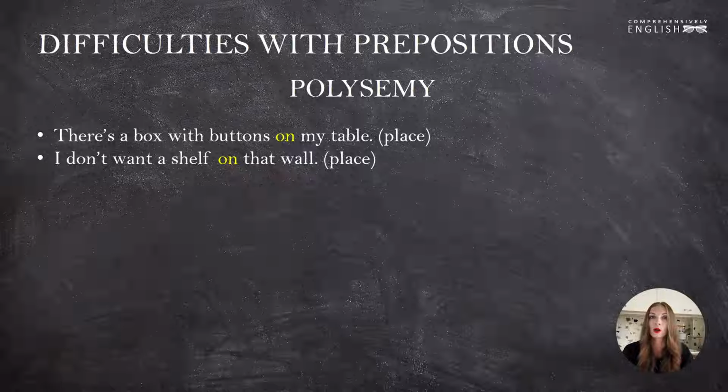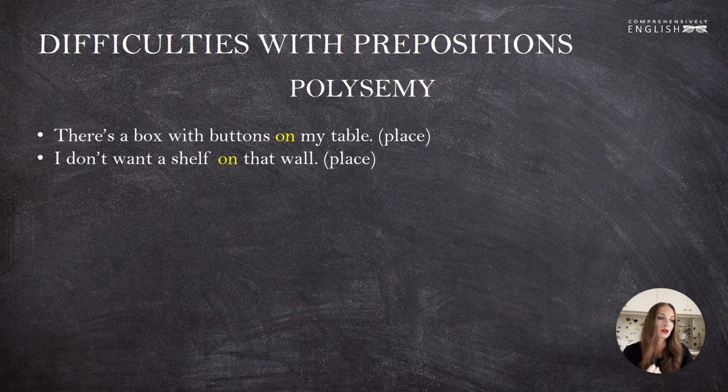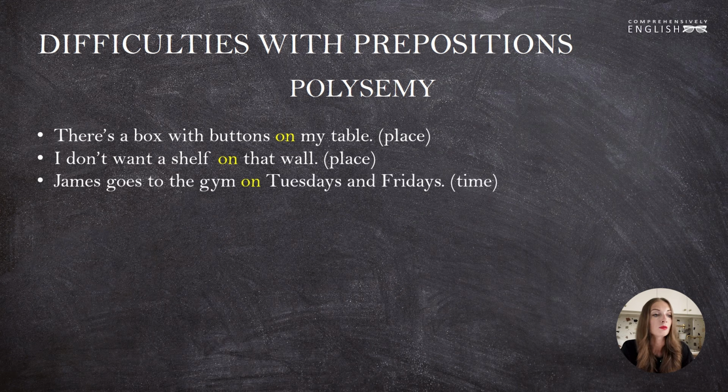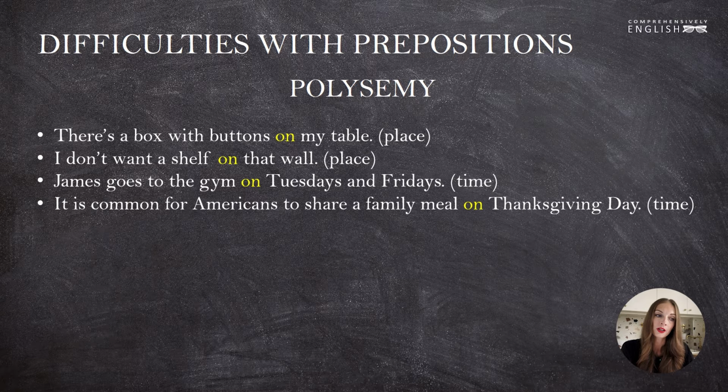So basically, when we use on, we speak about surfaces, yeah? Horizontal or vertical. James goes to the gym on Tuesdays and Fridays. On speaks about time here. It is common for Americans to share a family meal on Thanksgiving Day. Again, time or a specific day, yeah?